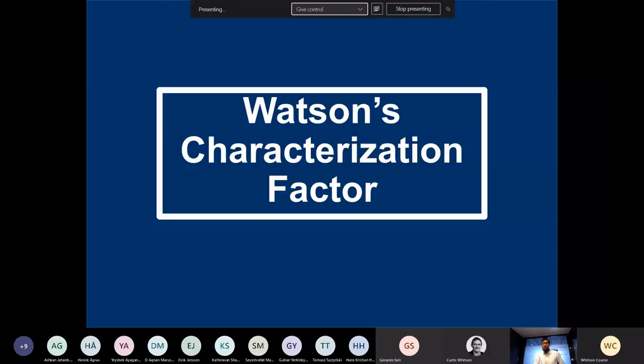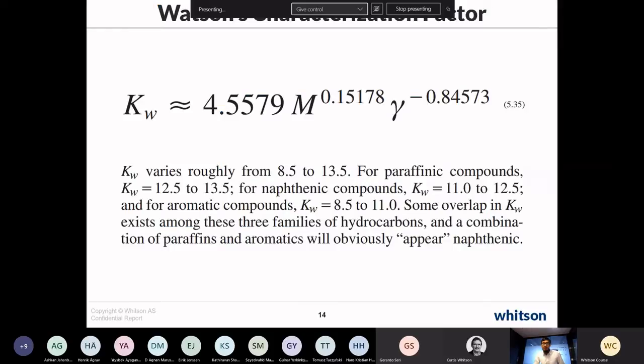Okay, so the next topic on the agenda is Watson characterization factor, and we are discussing this topic under fluid sampling. You will see the reason why, because with a name like Watson characterization factor, this topic looks a bit different from the topics that should be covered in fluid sampling. But we will see why it's included in the fluid sampling chapter.